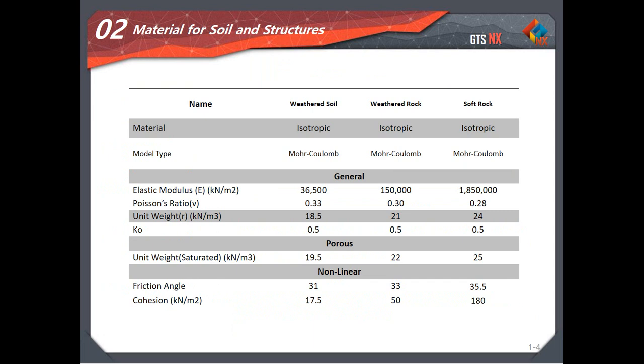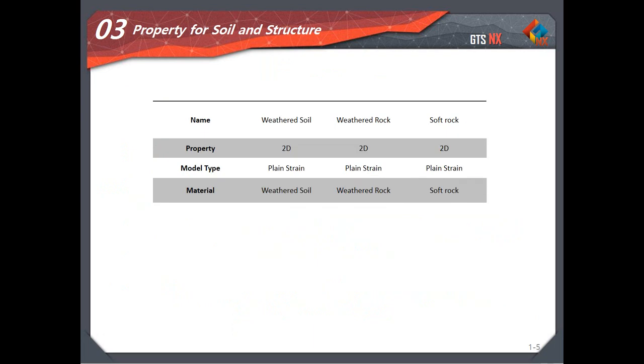And then here are the materials for our 3 soil layers. We will be using Mohr-Coulomb as our constitutive model type. And since we're working in 2D, they will all be properties for plane strain.